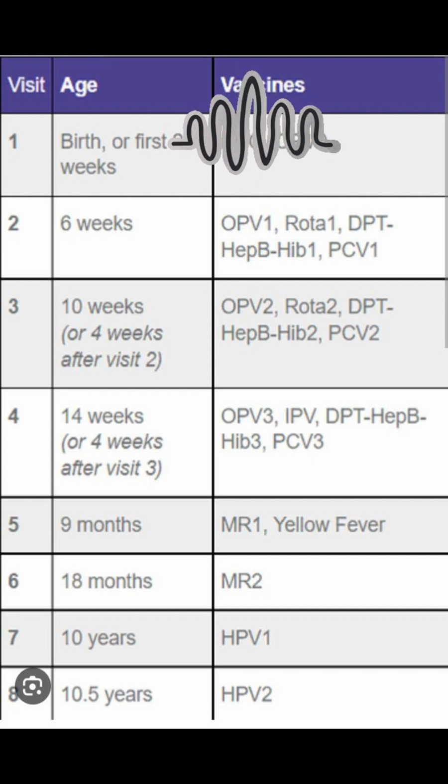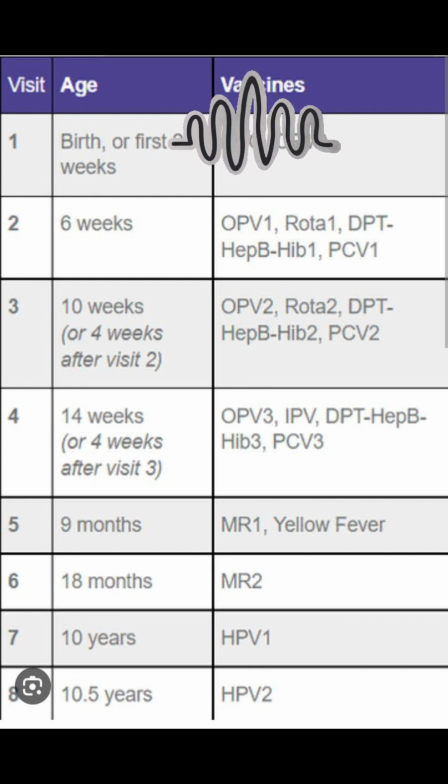And at 6 months, you will be given the malaria vaccine. At 7 months, you will be given the malaria vaccine. And at 9 months, you will be given the malaria vaccine. At 18 months, you will be given the measles rubella vaccine. And at 24 months, the child will be given the malaria vaccine again. And at 10 years, the child will go for human papilloma virus if she is a girl. So that is the immunization schedule.